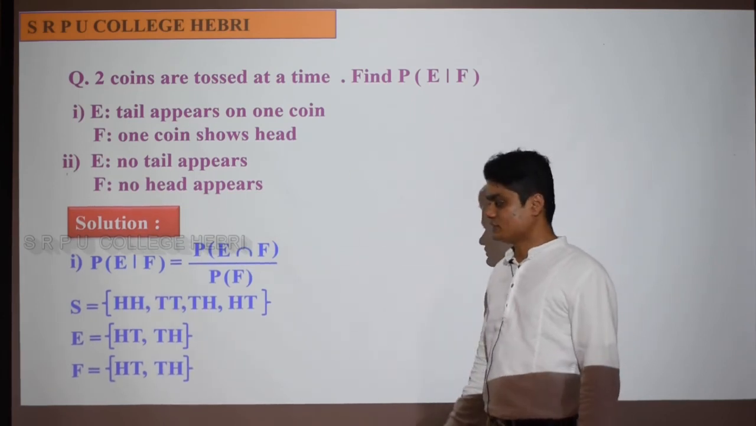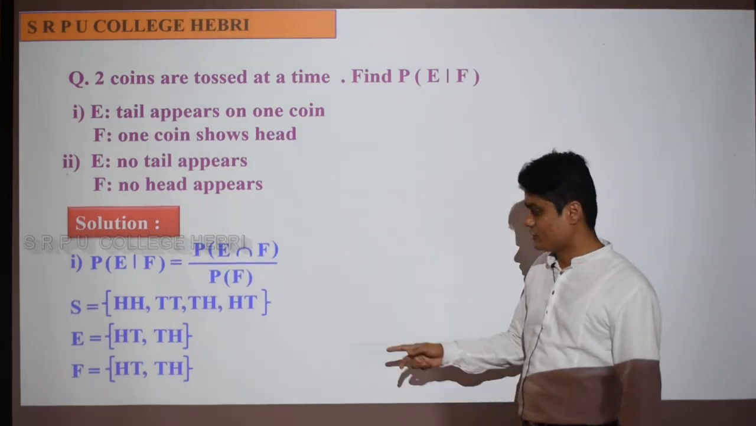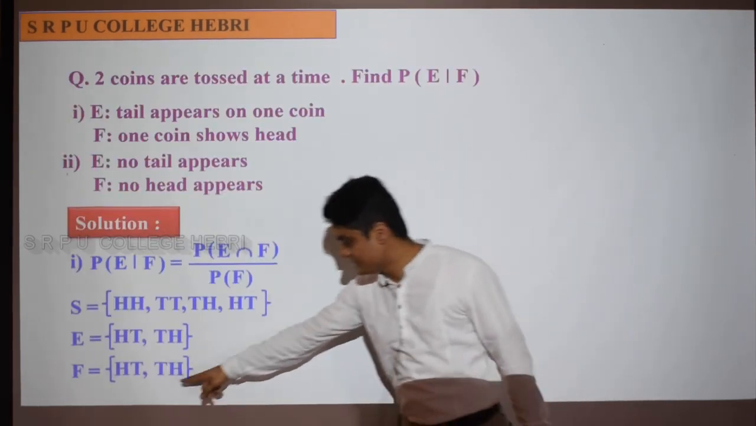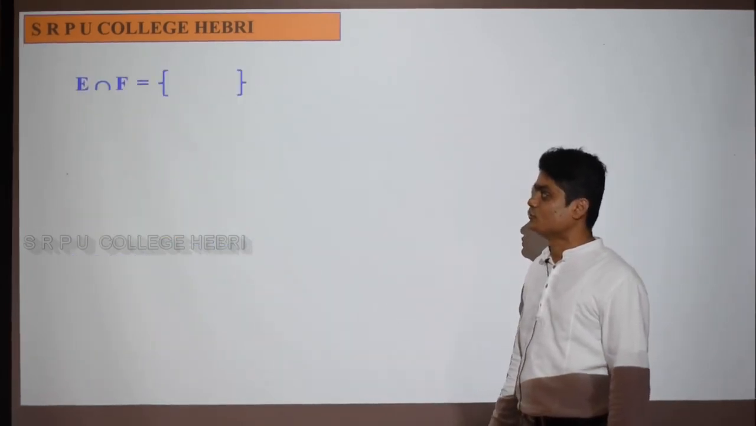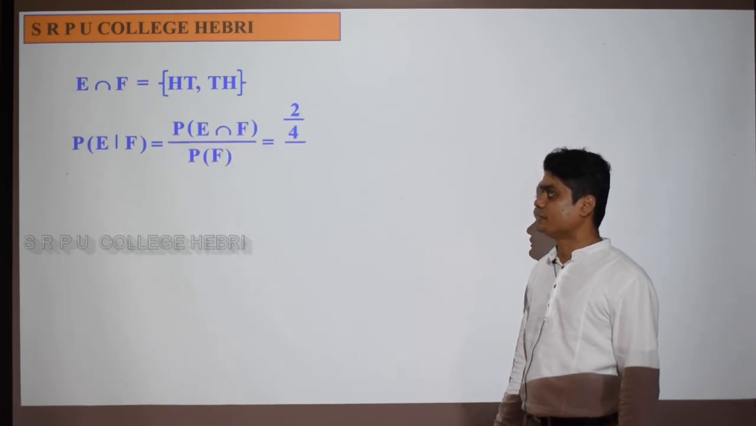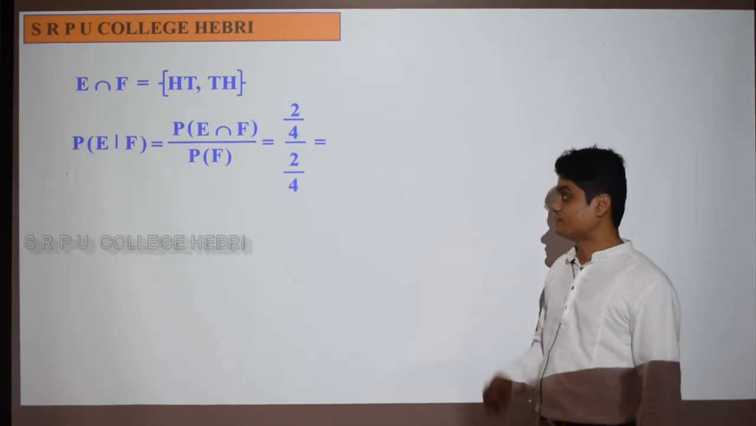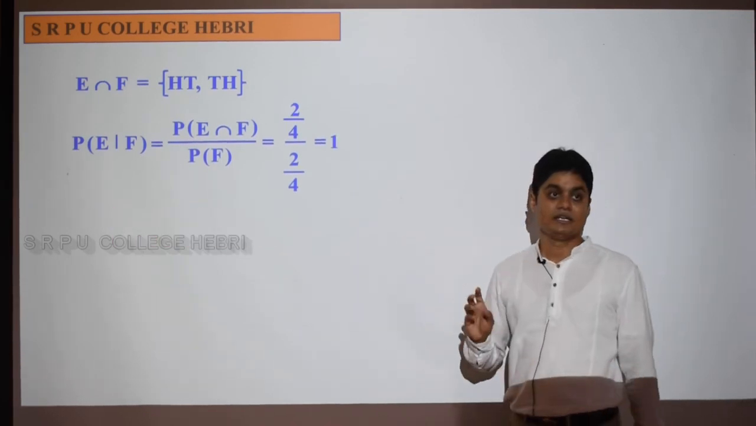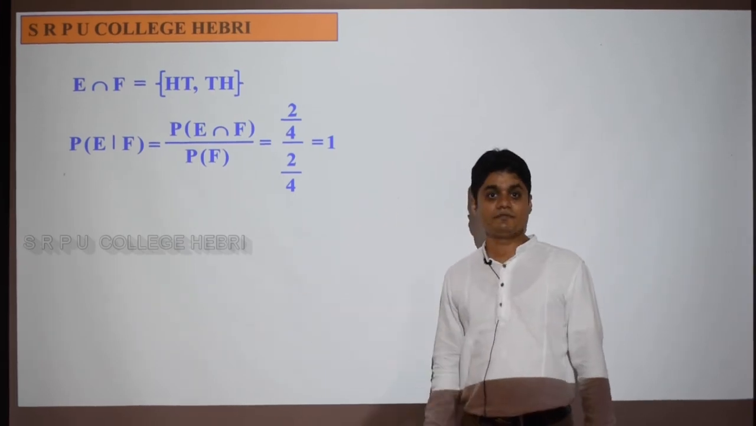F: one coin shows head. HT, TH. Two are common, right? So HT, TH, HT, TH, one and the same. So E intersection again has 2. E intersection is HT, TH. So it is 2 by P of F. 2 by 4, where 4 is the total number of outcomes. Again P of F is 2. 2 by 4, the answer is 1. So it is a sure event. Solve the next question in the same way. Understood? So I hope you understood. The next one is for homework.